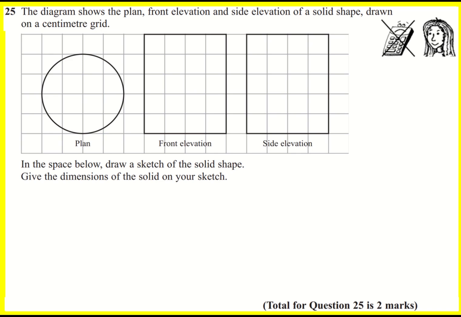The diagram shows the plan, front elevation and side elevation of a solid shape drawn on a centimetre grid. In the space below, draw a sketch of the solid shape. Give the dimensions of the solid on your sketch.